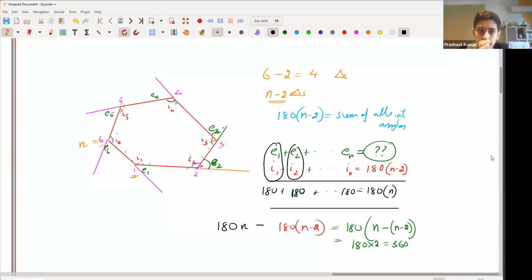You agree, Prashant? So it will be 180 into n. But why are we subtracting it from 180 n minus 2? You tell me. To find the exterior angles. So 180 n is the total sum of the interior and the exterior angles. Here we want the sum of the exterior angles, so we subtract the interior angles out and we'll get it.